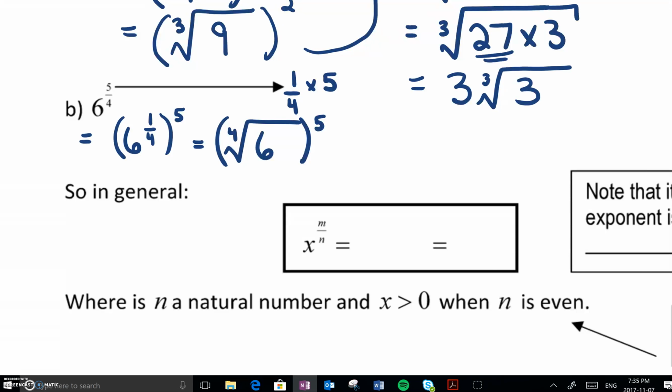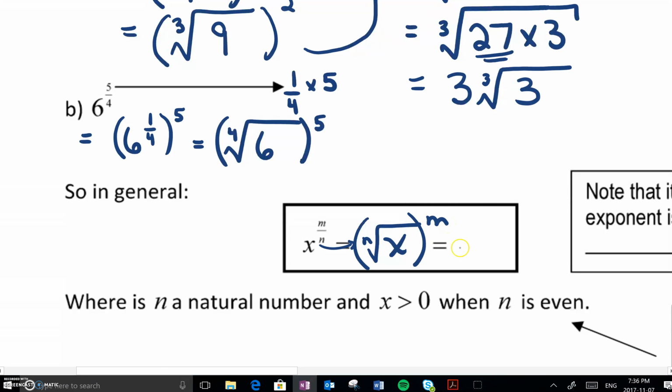What you just need to realize is that this is just an investigation. This is the important part right here. When you have an exponent that's a fraction, but the top number is not a 1, you create a root. You put the base inside the radical, you put the denominator as the index, and you put all of that to the power of m.